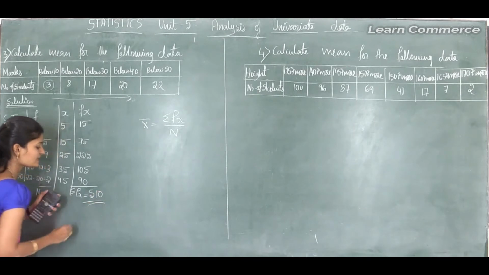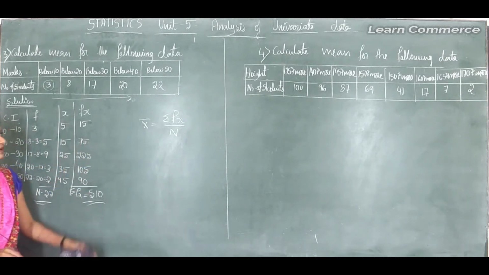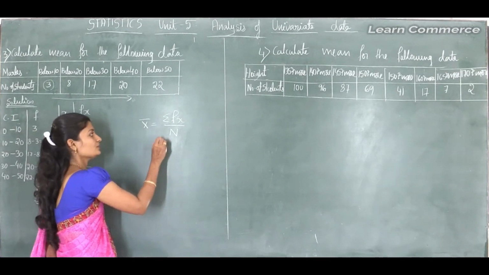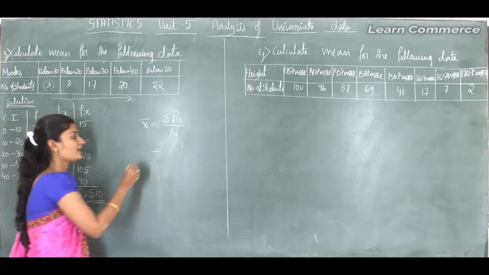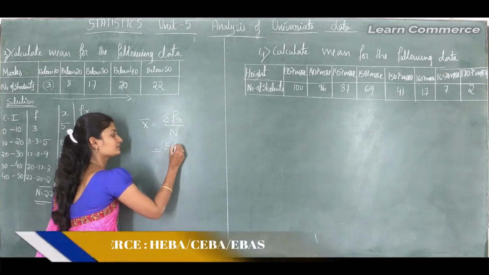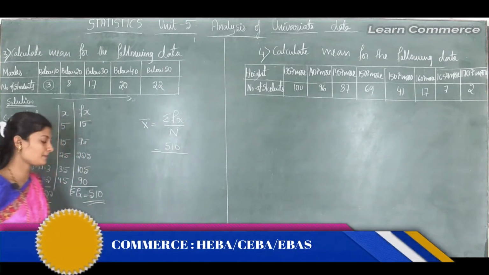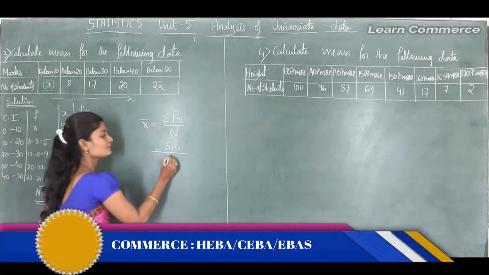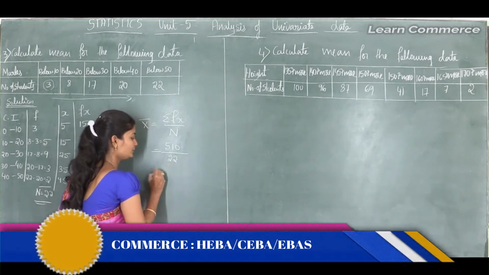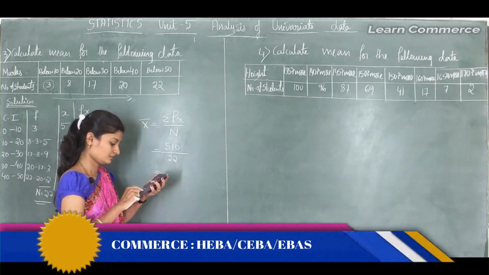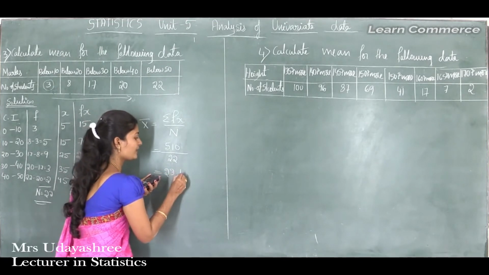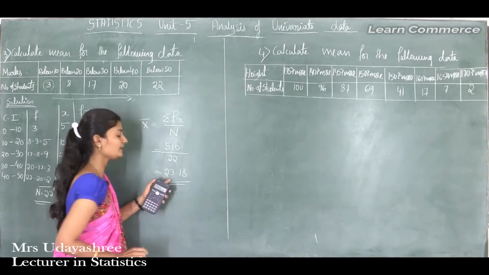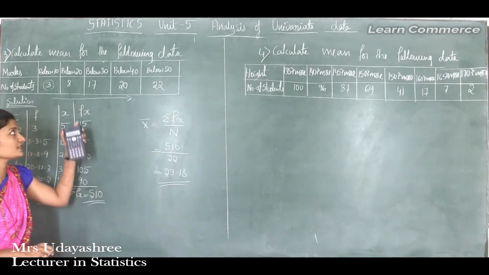Okay, now I will substitute these two values under this formula. So x bar is equal to, what is sum of fx here? Sum of fx is 510. Then divided by capital letter N is 22. So 510 divided by 22 is 23.18. Okay, this is mean for this first problem, this following data.